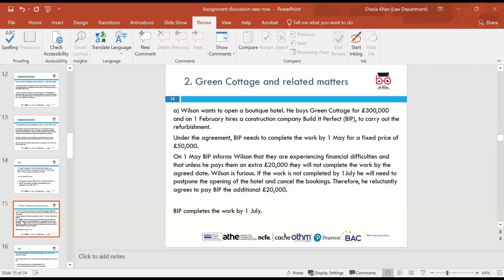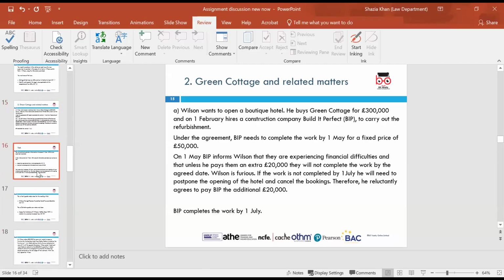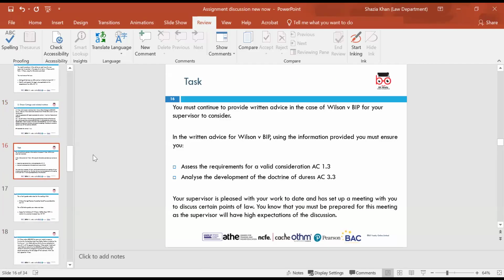Wilson is furious. If the work is not completed by 1st of July, he will need to postpone the opening of the hotel and cancel the bookings. Therefore, he reluctantly agrees to pay BIP the additional £20,000. BIP completes the work by 1st of July. So, in regards to this, you must continue to provide written evidence in the case of Wilson and BIP for your supervisor to consider. In your written advice for Wilson and BIP, you will be looking at the information provided.